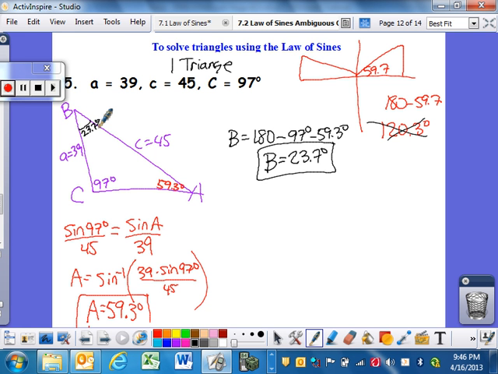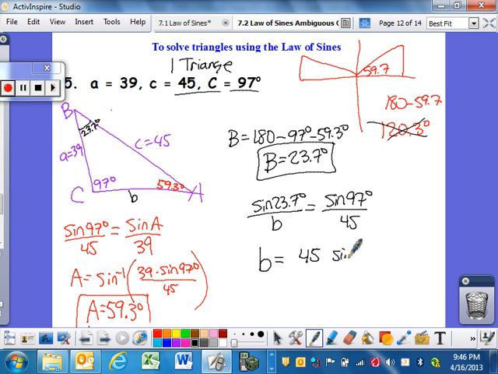And then to find your last side, side B, I'm going to use that. So sine of 23.7 over the side I want is equal to, use the information given. I've given C in both instances, so I'm going to go sine 97 over 45, cross multiply. So my B is going to end up equaling 45 sine 23.7 degrees, all divided by the sine of the 97 degrees. And if you calculate all that out on your calculator, side B will be 18.2.